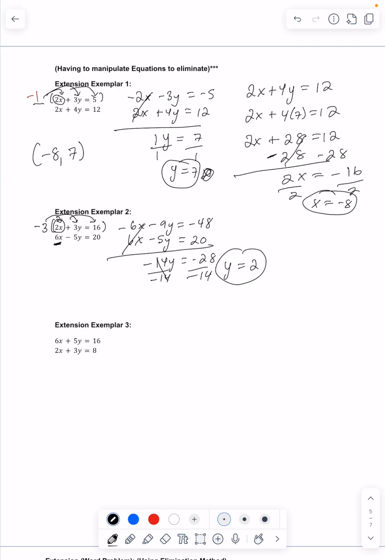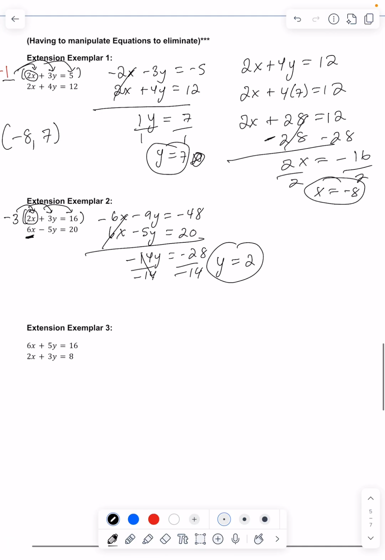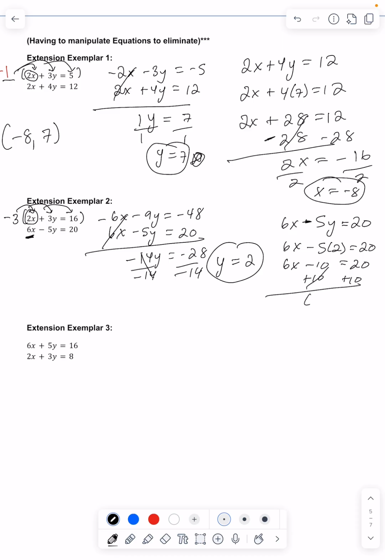And then the last part, right, we just have to find x. Well, 6x minus 5y is equal to 20. We get 6x minus 5 times 2 is equal to 20. 6x minus 10 is equal to 20. Add 10 to both sides. We get 6x is equal to 30. Divide by 6, so x is equal to 5 in this case. So the point of intersection will be at 5, 2.